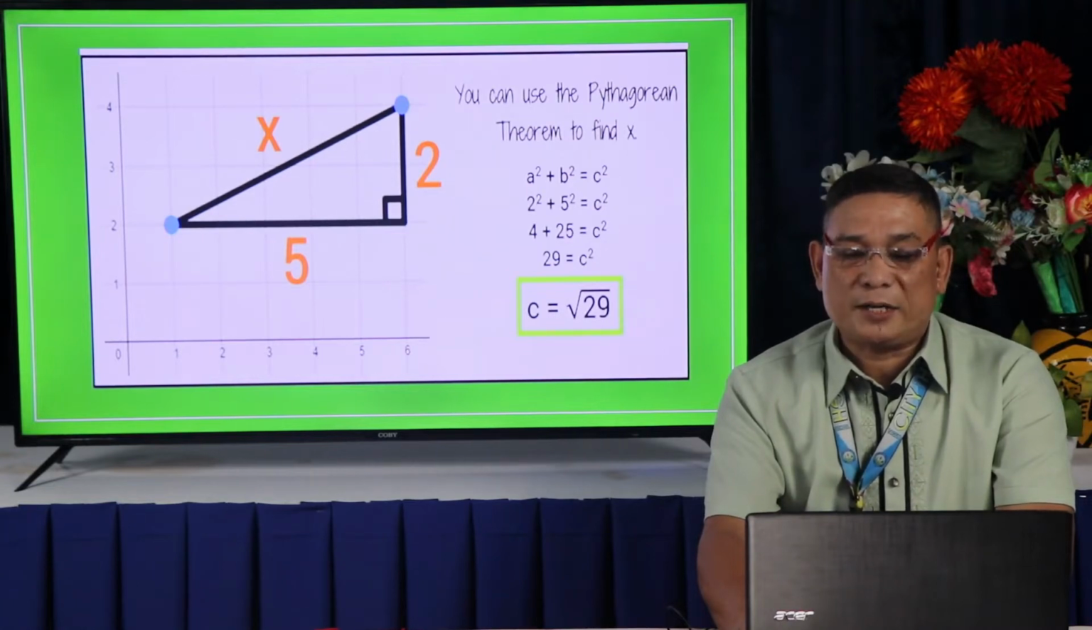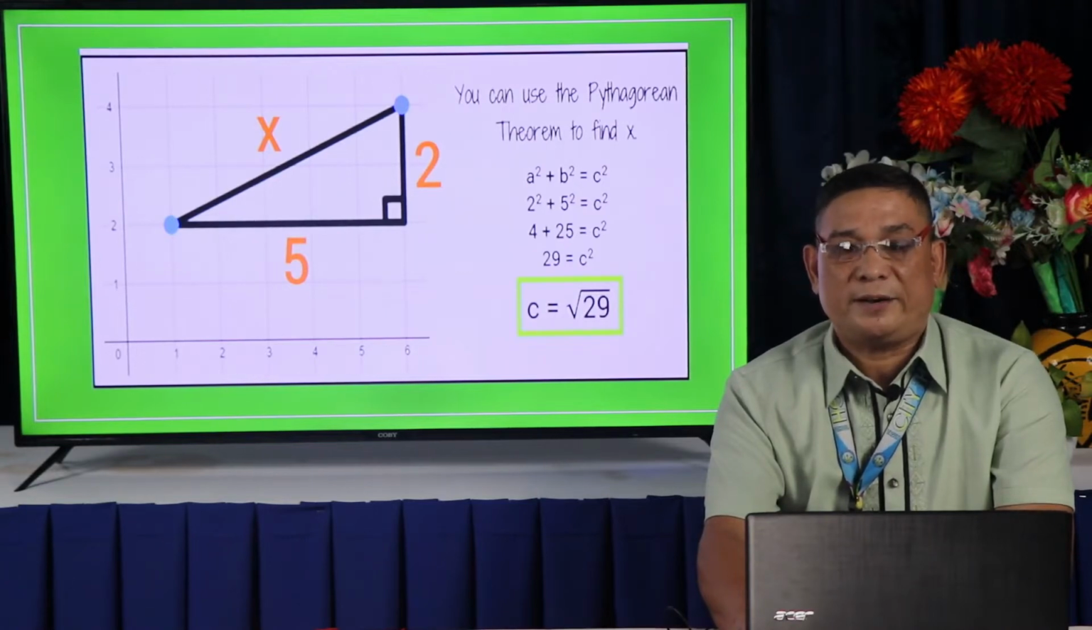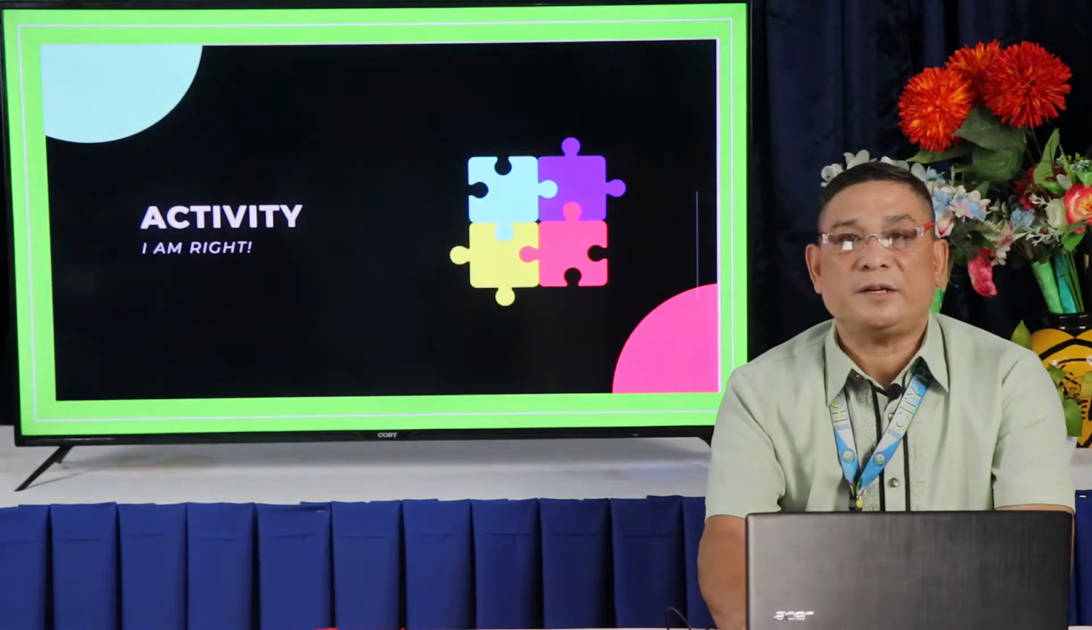We can just plug these values into the Pythagorean theorem and solve for x. So A equals 5, B equals 2, therefore C equals square root of 29. Now let us have a short activity.